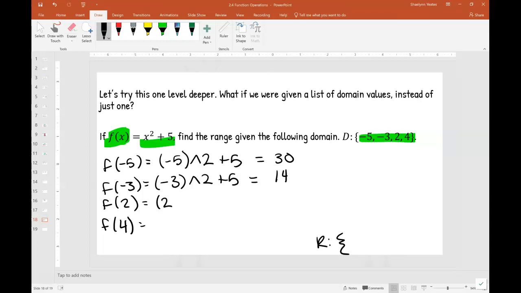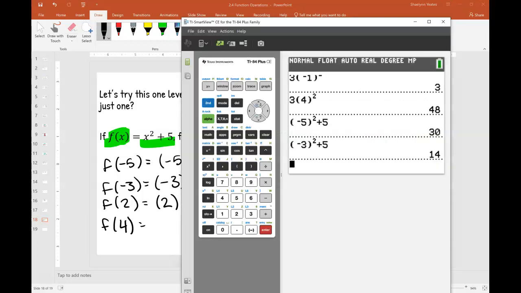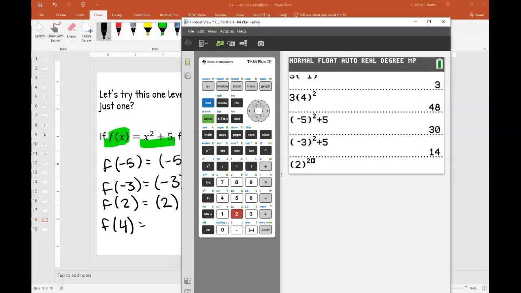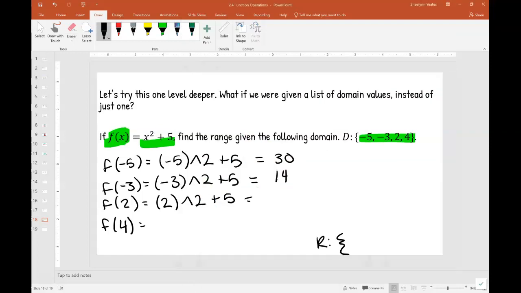All right, on this next one, I'm going to do parenthesis 2 close parenthesis to the second plus 5. In my calculator, I'm going to pull out parenthesis 2 close parenthesis to the second plus 5. I end up with the answer of 9. Now, I'm really glad I didn't put that at the beginning.